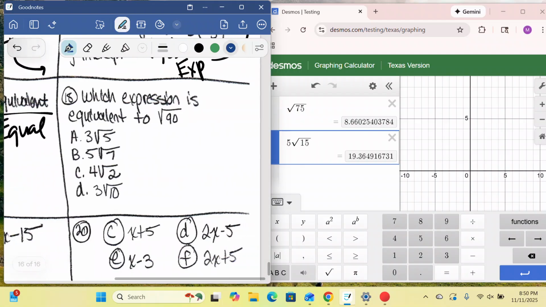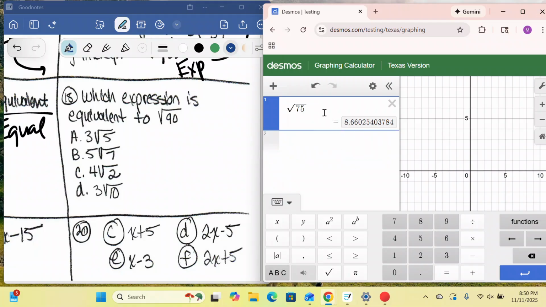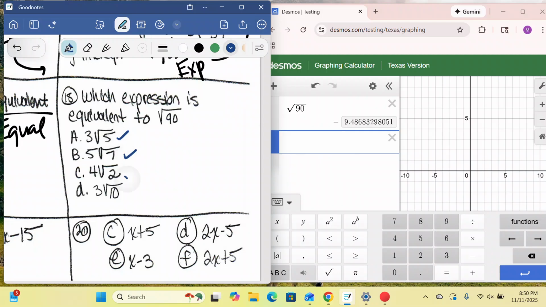If we go to the next one, same thing. Which expression is equivalent to square root of 90? So all I'm going to do is change the square root to 90. I'm going to get my answer as 9.48683. And then I'm going to check each one of them to see which one is correct and which one is wrong.